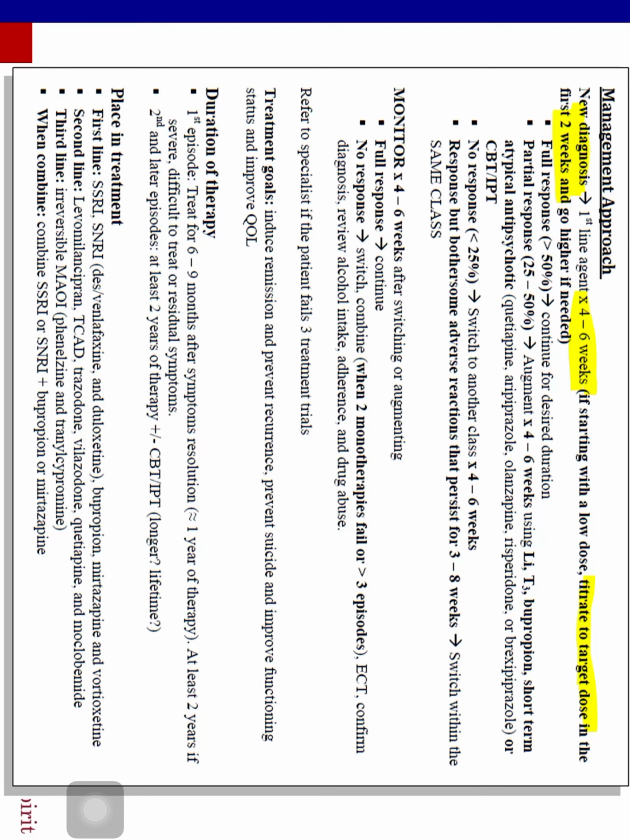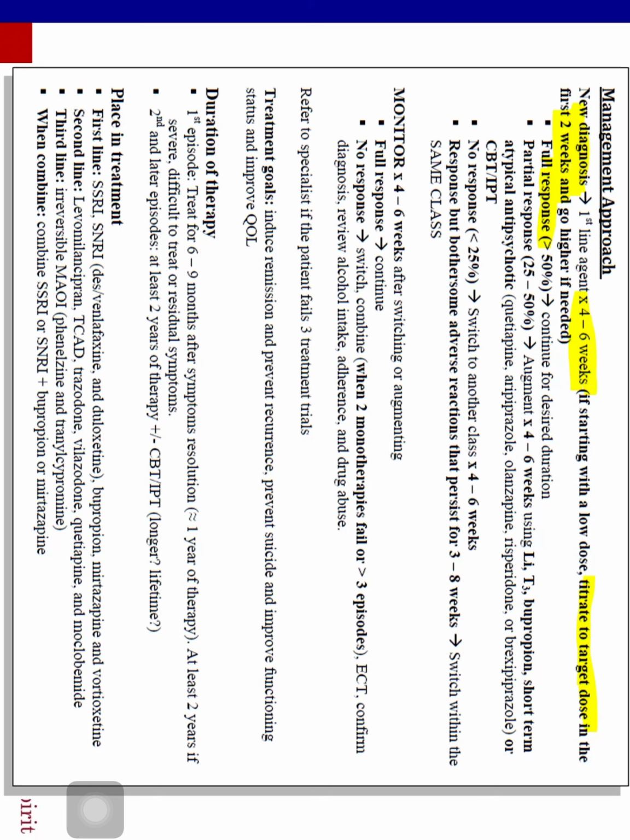Now, after we start with a first line agent, there are 4 possibilities. The first possibility is to get full response. Full response is defined by improvement in symptoms by more than 50%.